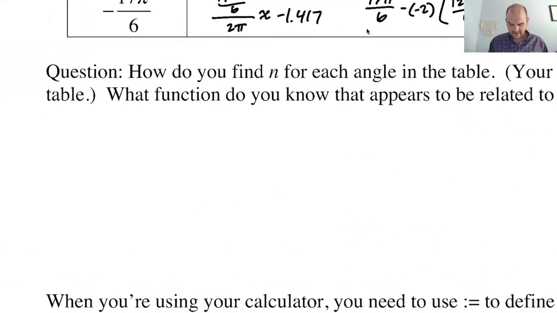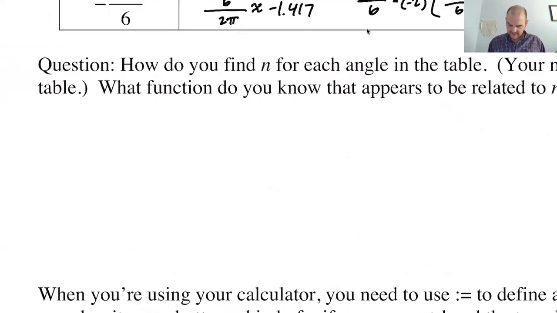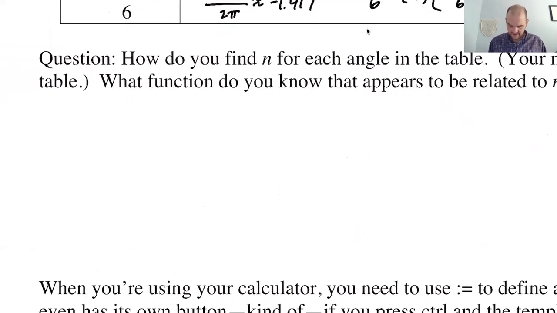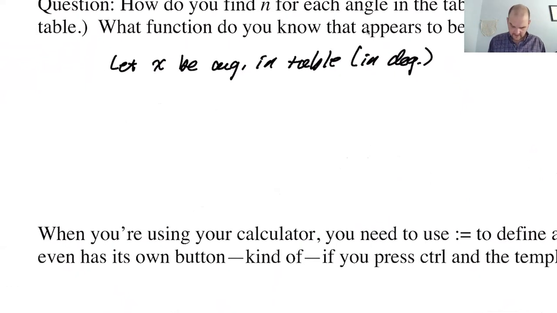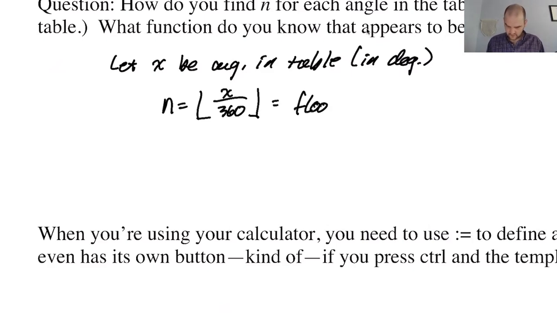Let me just write down what the answer would be. So how do you find n for each angle in the table? Let x be the angle in the table. Let's say that it's in degrees, just to simplify, so we don't have to discuss every possibility here. So in degrees, n is going to be the floor of x over 360. That's it. If you write it in words, it would be the floor of x over 360. And the calculator is going to understand that. So let's see if we can do that.